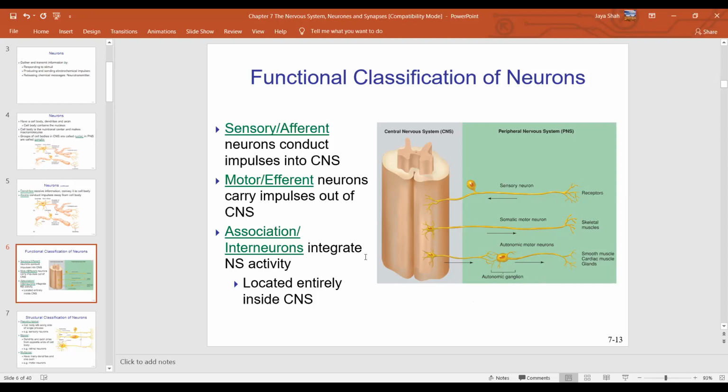The association or interneurons are somewhere in the spinal cord or in your brain, where sensory neuron goes and connects between and then goes to the brain, or from the brain, the middleman neuron between the motor neurons also are association or interneurons. So association and interneurons integrate sensory nervous system activity, and they are exclusively inside the brain or spinal cord in the central nervous system. Okay.